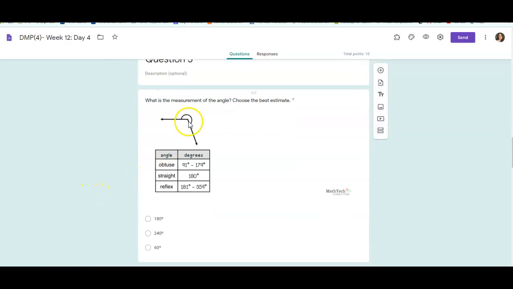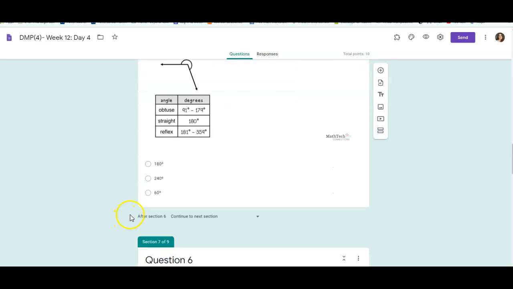Question 5. What is the measurement of the angle? Choose the best estimate. So what's the best estimate of this angle? I think it's more than 90 degrees. So it's probably in here. What's the best estimate there?